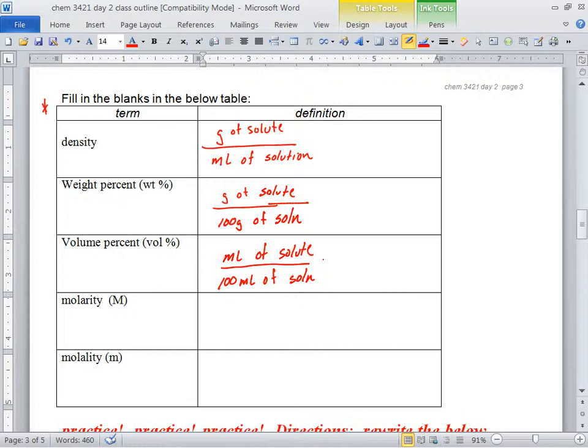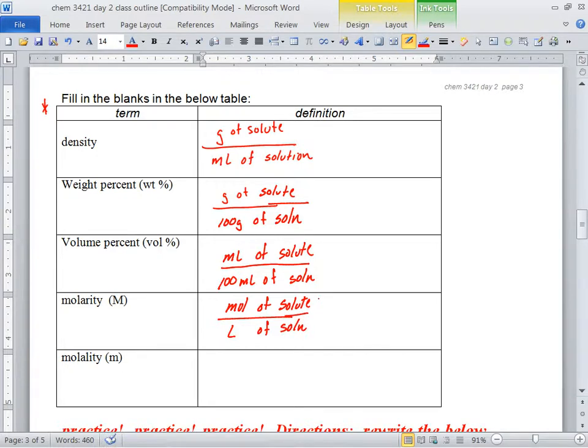Molarity. You already told me your name and I already forgot it. How would you define molarity, young lady? Kimberly. How would you define molarity? Grams over moles is molar mass. I'll give you a hint. It's moles of something over liters of something. Moles of solute over liters of solution.